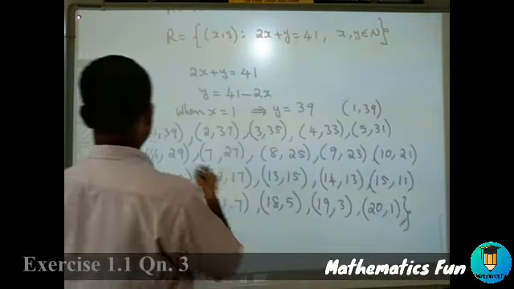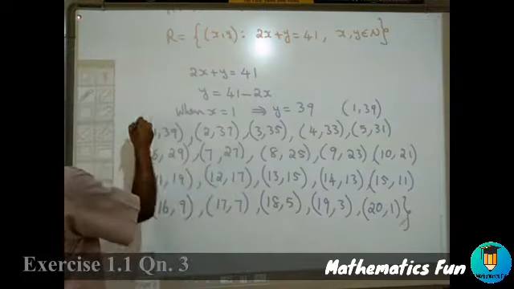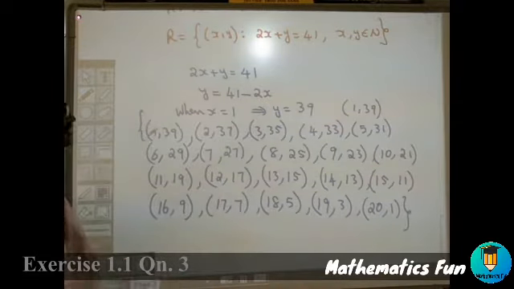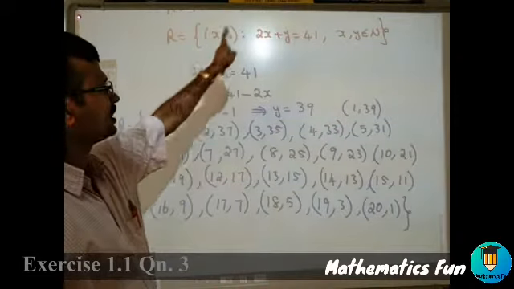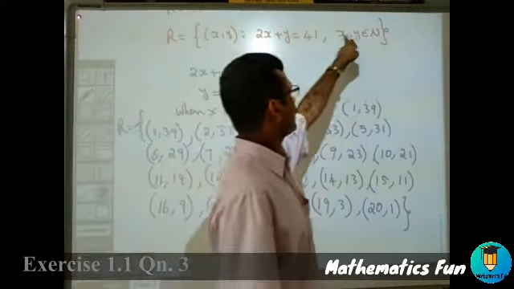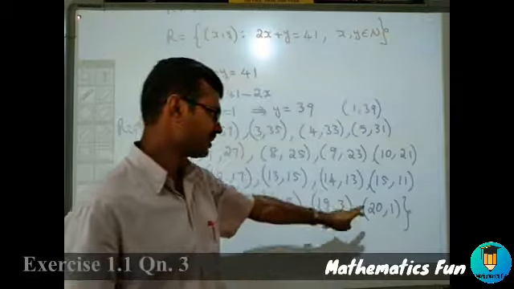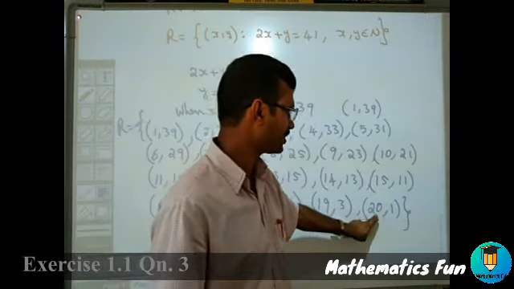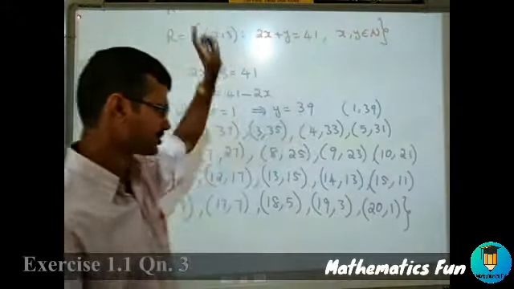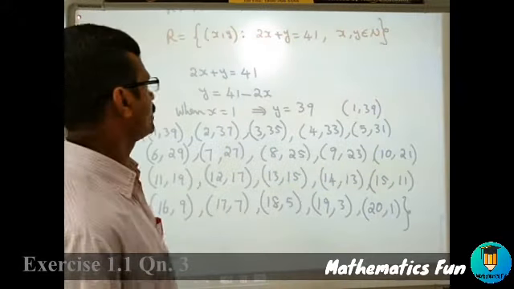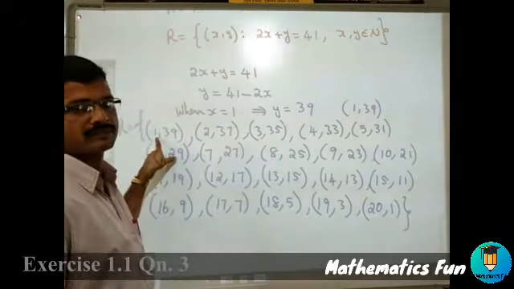So these are the elements of this particular relation. I wrote all the elements. Since x and y are natural numbers, we have to stop here. If I go for 21, it comes out a negative number, which is not a natural number, so we cannot go further. Now the question is, what is its domain?